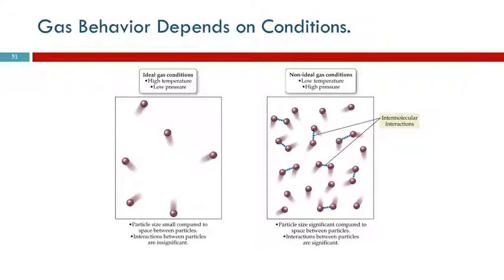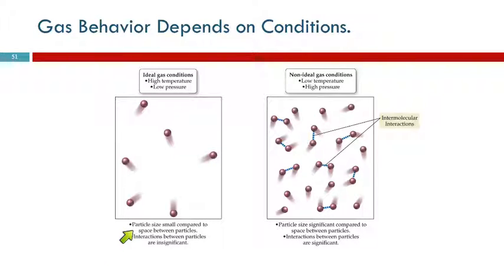Well, gas behavior depends on the conditions. We talked about the ideal gas law, and that applies to an ideal gas. Gases don't always behave in an ideal fashion. So we're going to look at the difference. So here are ideal gas conditions: high temperature and low pressure. Under these conditions, gases behave as we expect them to.